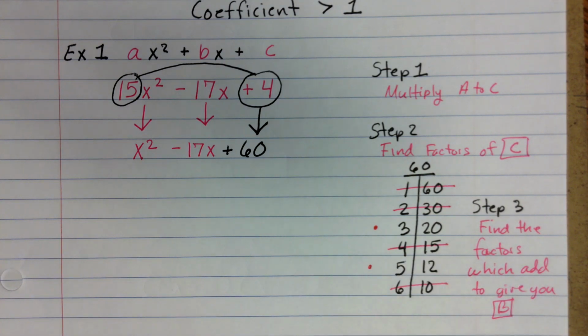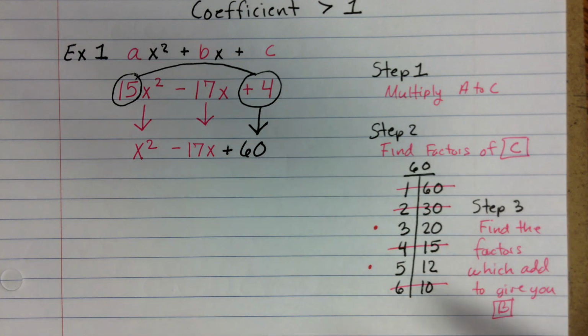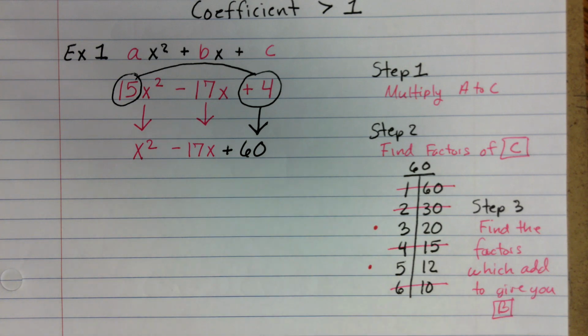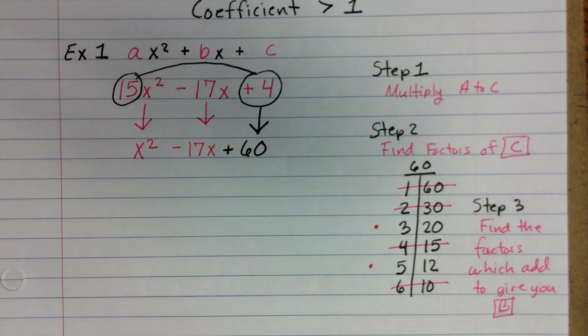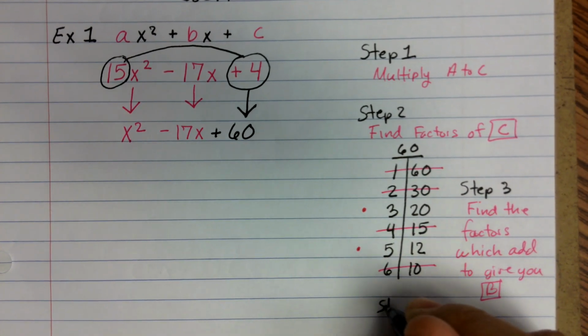So now, notice I have two possibilities. I can either get a 17 out of the 3 and the 20, or I can get a 17 out of the 5 and the 12. Now, I'm not sure which one it is, but remember there's a rule. Not only do they have to add to give you the B value, which is negative 17, they have to multiply to give you the C value, which is 60. So I'm going to go ahead and write step 4 on here. So I'm going to move it up just a little bit. Step 4.